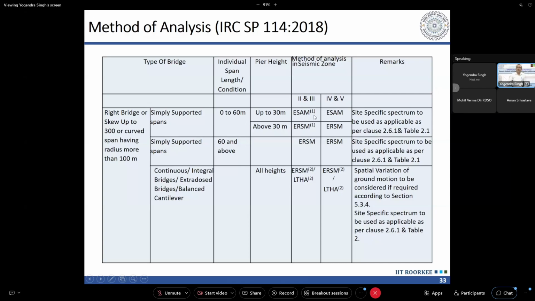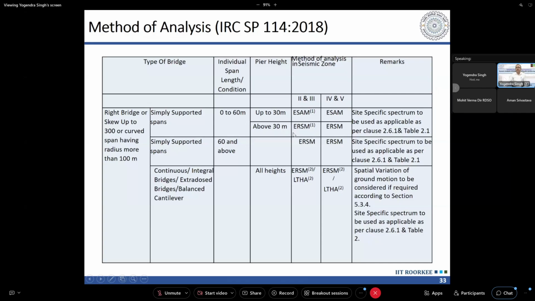So this equivalent static method, this is a single mode method. So we are considering a single mode, and all the mass of the bridge is assumed to participate in that single mode. So we get the period from this mode. So period will be obtained from dynamic analysis of the bridge only, that is eigenvalue analysis or free vibration analysis. So from free vibration analysis, we will get the period. Corresponding to that period, we will read spectral acceleration from our design response spectrum, and then we can multiply the whole mass with that spectral acceleration, we will get the design force. So this is the equivalent static method.